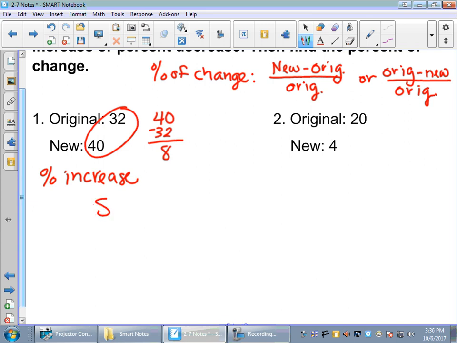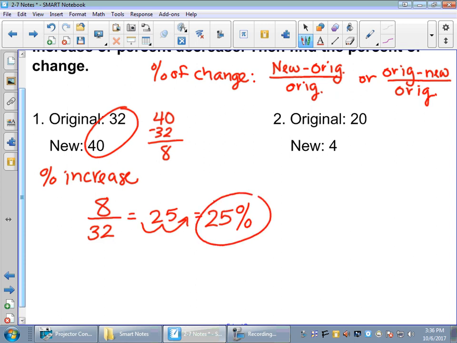So I'm going to take 8 over the original 32, and then I'm just going to change it into a decimal. So you divide that out, and you get 0.25. And then to change decimals into percents, we move it 2 places to the right. That's just like multiplying by 100 because percents are out of 100%. And so 25% increase. I should put increase there because we want to know, did the number go up or did it go down? So you need to put the label increase there.